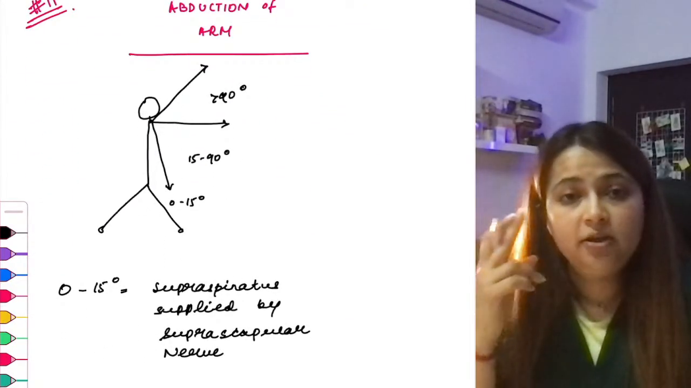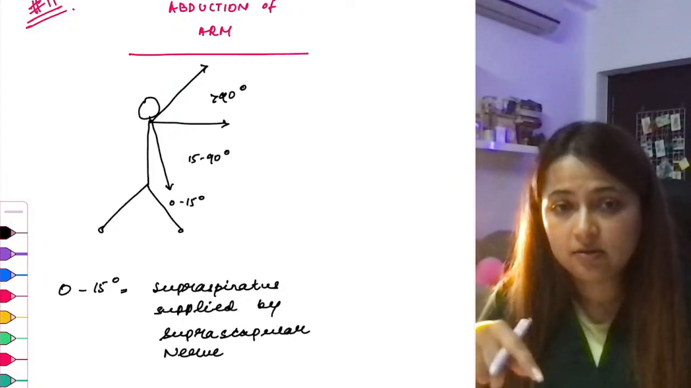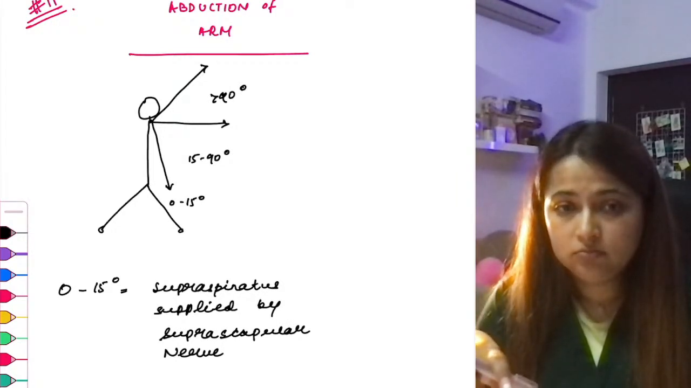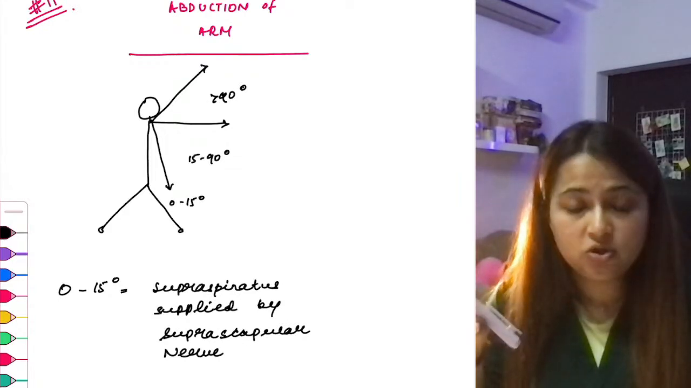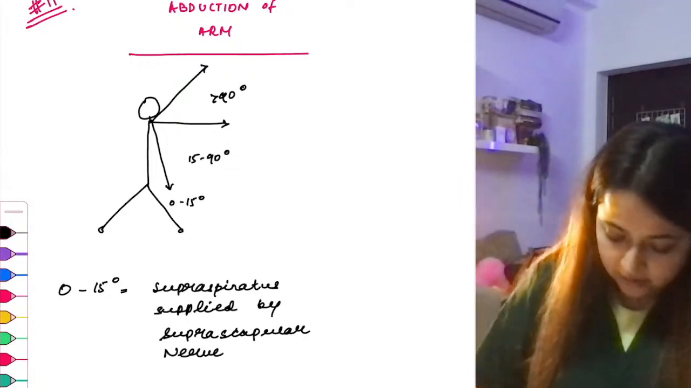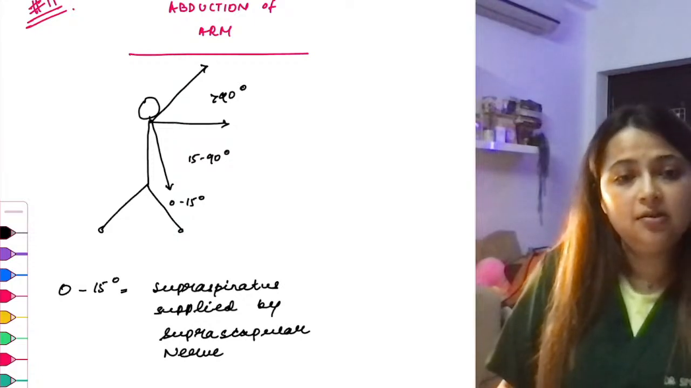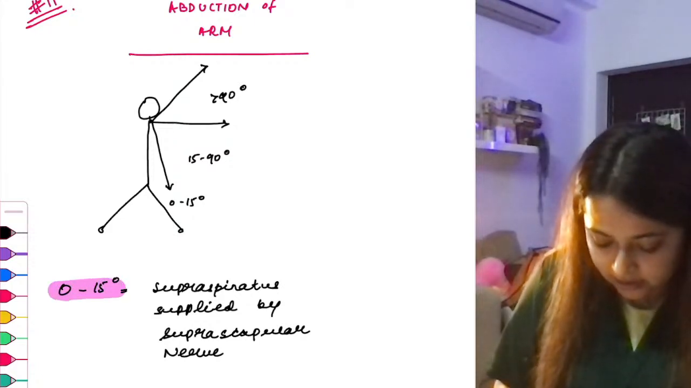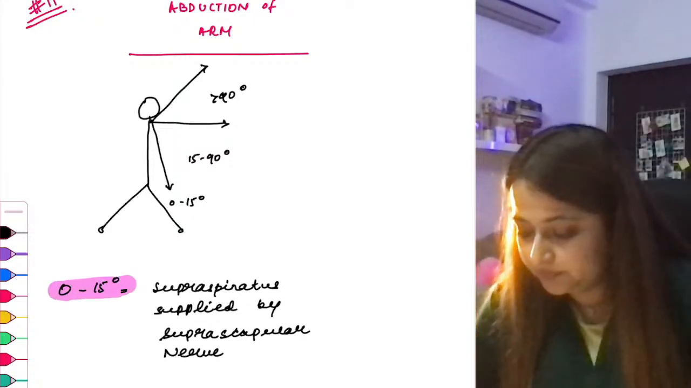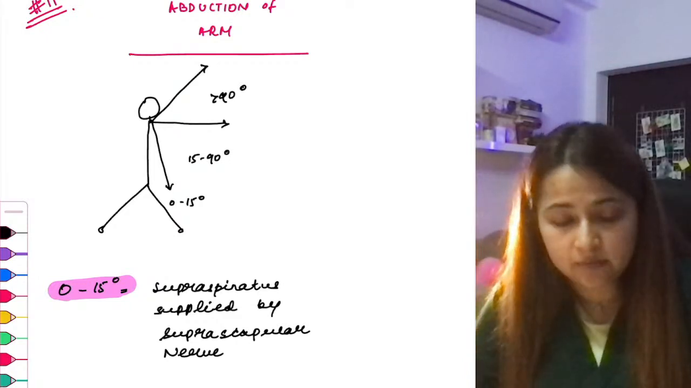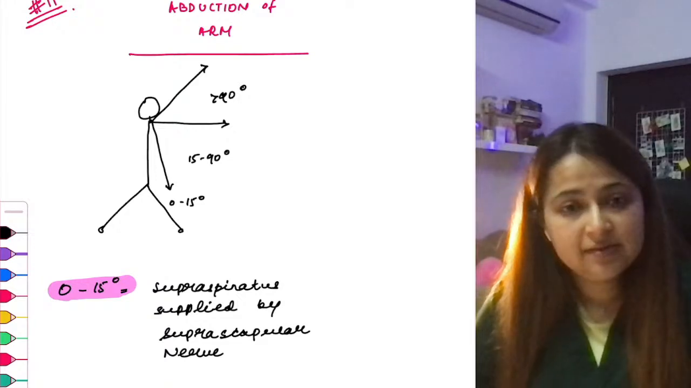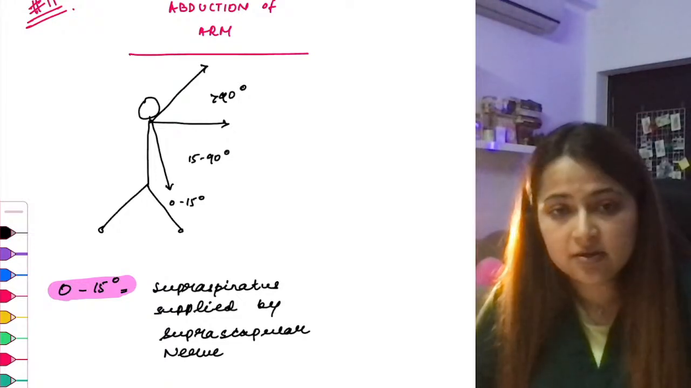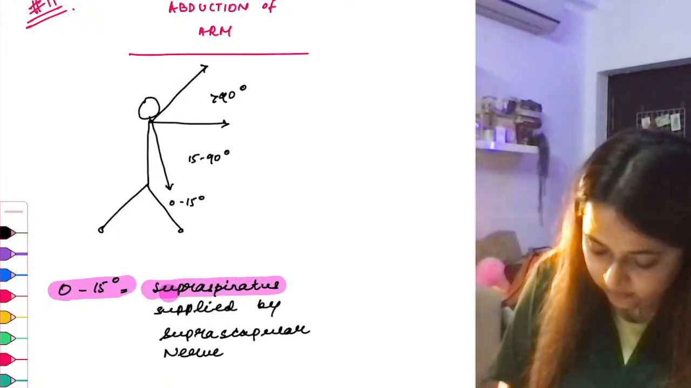Look here. Now we're going to talk about the abduction of the arm. This is the picture that I've drawn. It is going to help you in understanding and remembering the abduction of the arm. This is very, very important. Which muscle is helping in the initial degrees of arm abduction? This is important for every exam. So 0 to 15 degree abduction of the arm is due to which muscle? The answer to this question is supraspinatus.